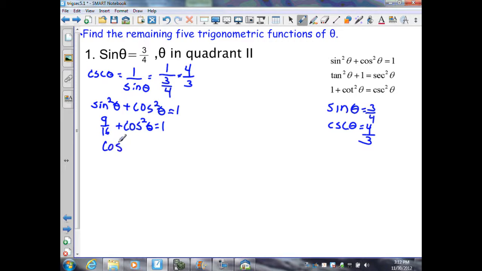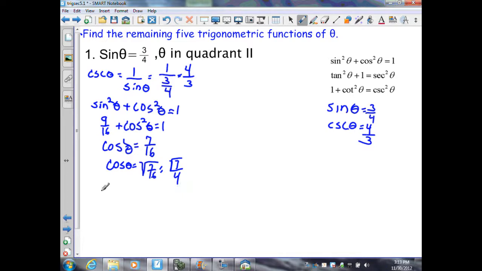Cosine squared theta is equal to 1 minus 9/16. And when I simplify that, that's going to be 7/16. Take the square root of both sides. That gives me cosine theta equal to the square root of 7/16. And when I simplify, that's going to give me the square root of 7 over 4.